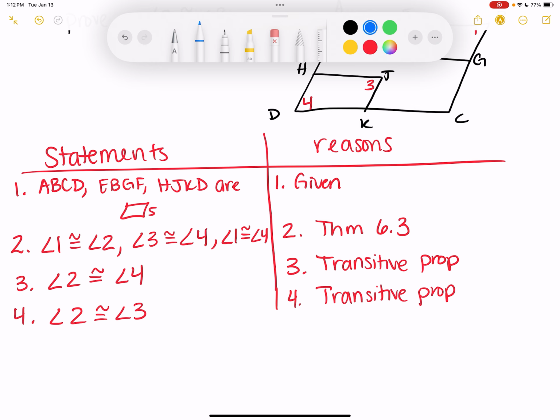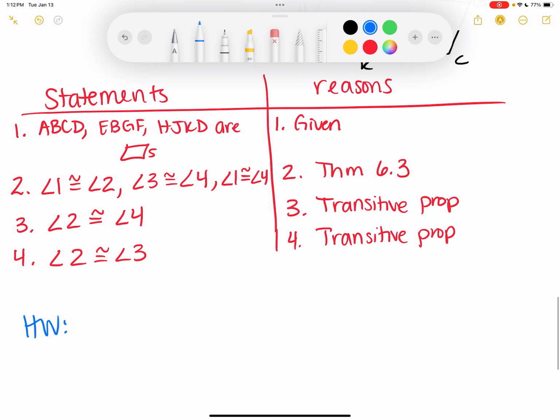So then, problems. 21 through 37 odd. And I will not make you copy the pictures again on these ones. The only ones you really should copy the pictures on are the 2 proof ones that I'm giving you. And then 55 and 57. And just a heads up, after section 6.3, we'll most likely be having a quiz.